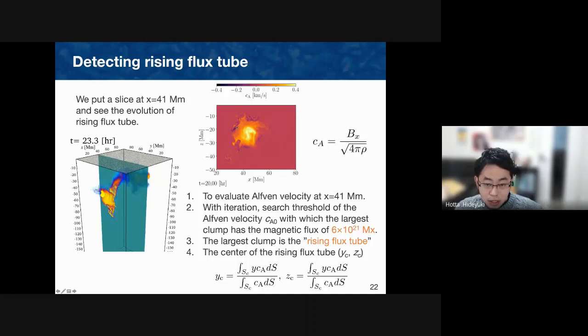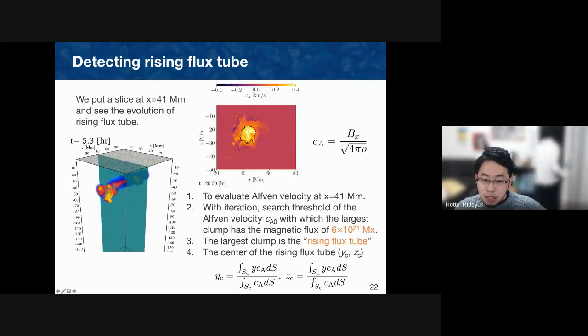So then, with iteration, we investigate the threshold of the alpha velocity with which the largest clump has the magnetic flux of this body, okay? So with some threshold, we detect the flux tube like this. With this threshold, this clump has the magnetic flux of this body. And the center of the rising flux tube is the center of gravity using the alpha velocity. So we define the center of the flux tube like this.